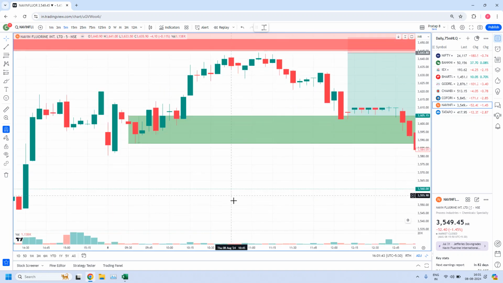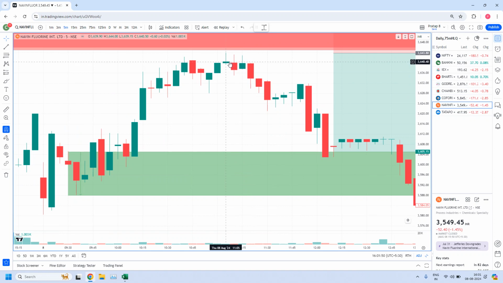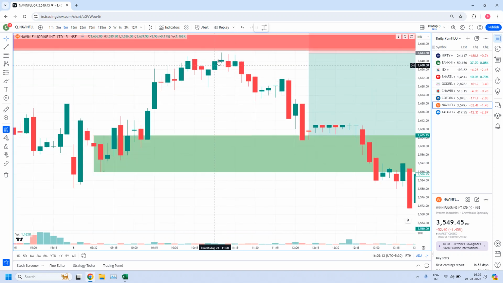Because the price is 3,644 something, but the highest possible price could be 3,646. So with 2 rupees entry buffer, maximum you can take 3.5 rupees. You can add the entry buffer. With just adding 2 rupees, you would have got an entry. I'm just telling you how you can get the entry.